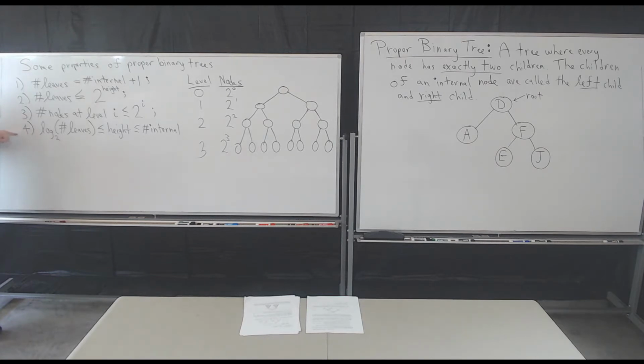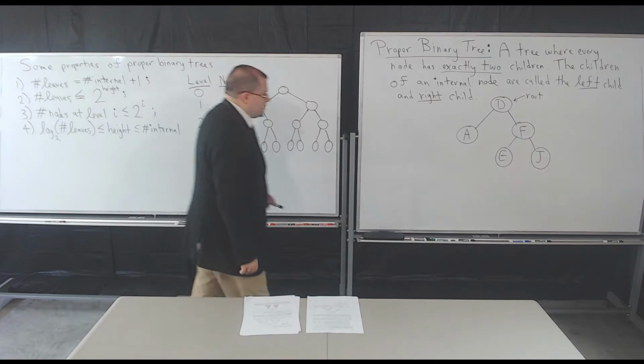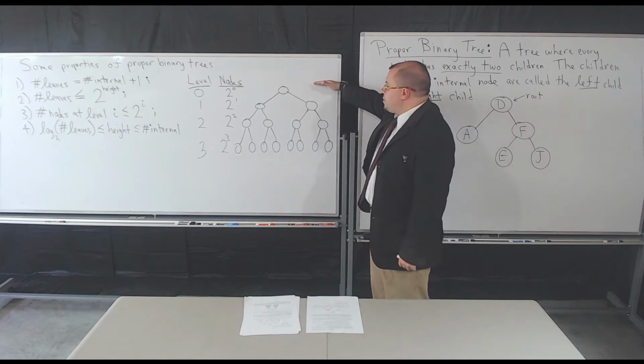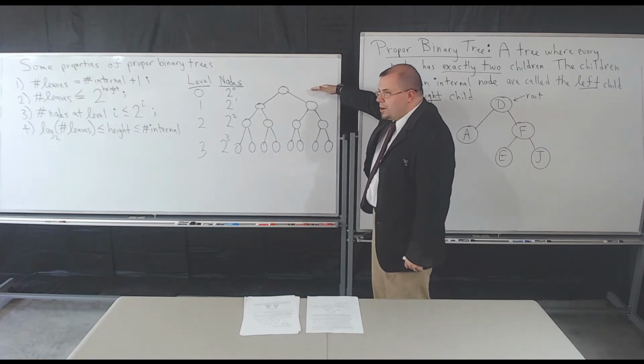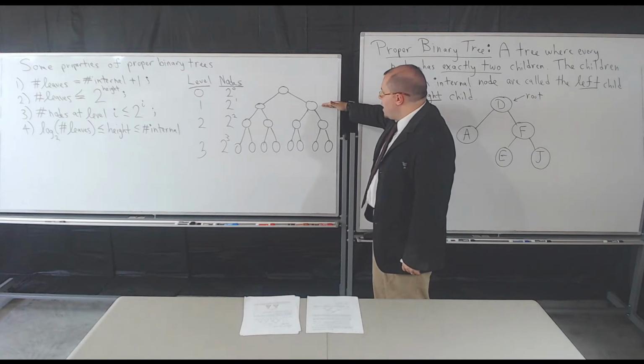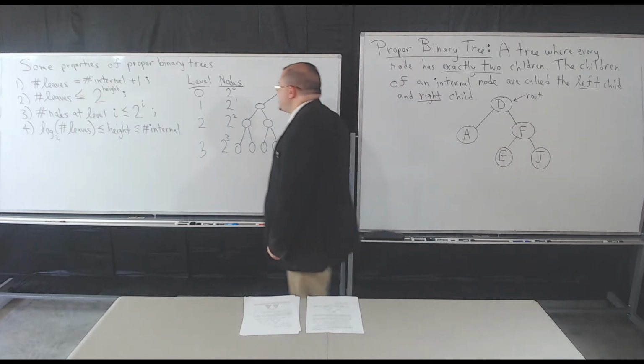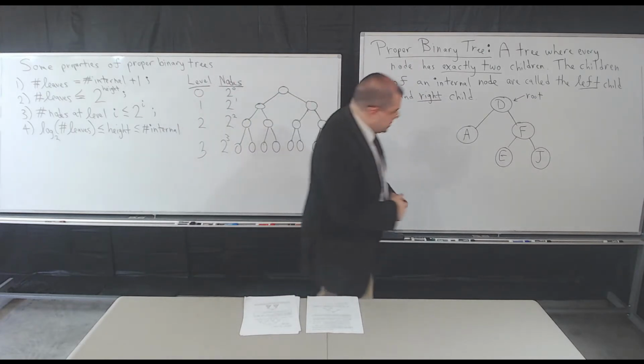Then lastly, this is one that you should keep in mind, and we will use it at some point later down the line. It'll be a fun little property I'll pull out of my hat. The log base 2 of the number of leaves in the tree is always less than or equal to the height, but it's also less than or equal to the number of internal nodes. So this part in particular is rather neat about proper binary trees. I've drawn out a tree here just to illustrate the third property. Notice that at level 0, we have 1 node. Level 1, we have 2 nodes, then 4, then 8. Okay? So those are some properties of proper binary trees.